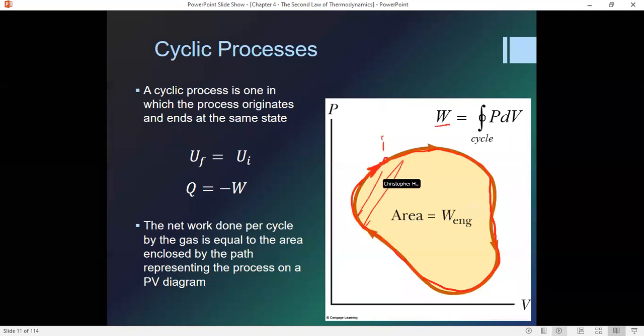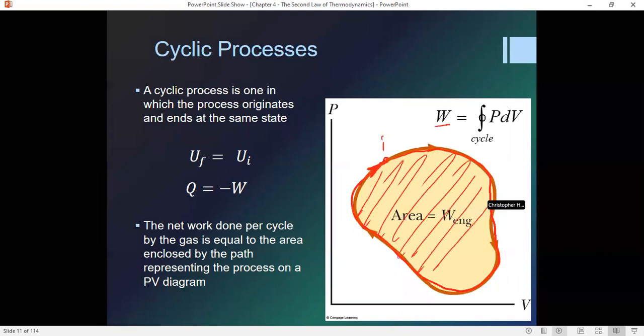It is the area contained within this path or encircled by this path, which is going to be related to the work for each cycle. Now, it's important to notice that we're returning to the original state. Wherever we're starting, that's where we're going to stop. And therefore, in a cyclical process, the internal energy that we end up with is going to be equal to the internal energy that we started out with.